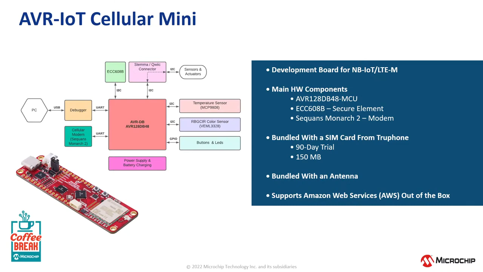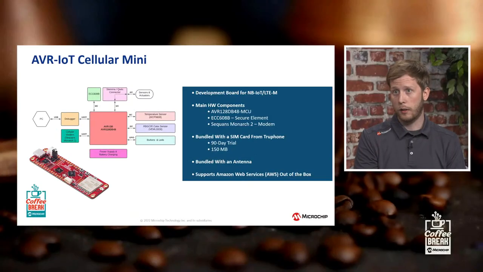That loops back to what we just discussed about how important security is. And this is one of the chips we have here from Microchip that stores these crypto keys, basically, to do the authentication with the cloud. And then one of our big partners on this board is a company called Sequans. They're making the modem that we're using. It's the Monarch 2 or the GM02S to be specific.